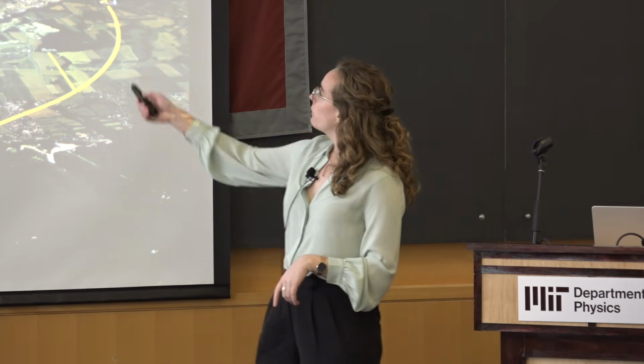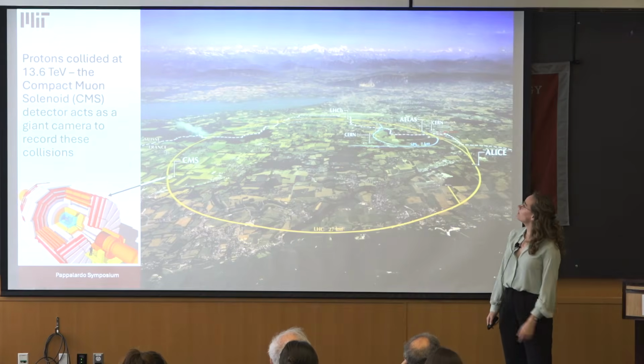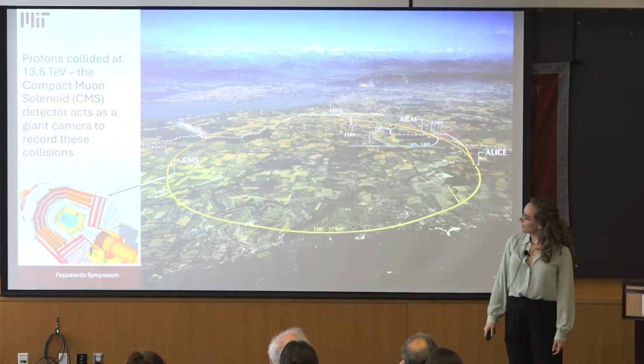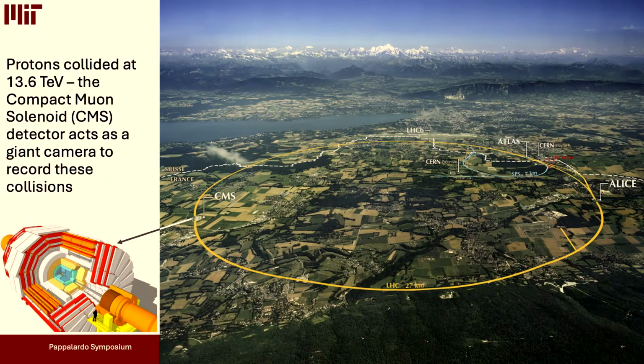ring. Over here, where the CERN central site is, we have the ATLAS detector. And on the opposite side of the ring, sort of in the French countryside over here, we have the CMS, or the Compact Muon Solenoid detector. And this is the experiment that I work on. We also have the ALICE detector and the LHCb detector, which many other colleagues here at MIT work on.